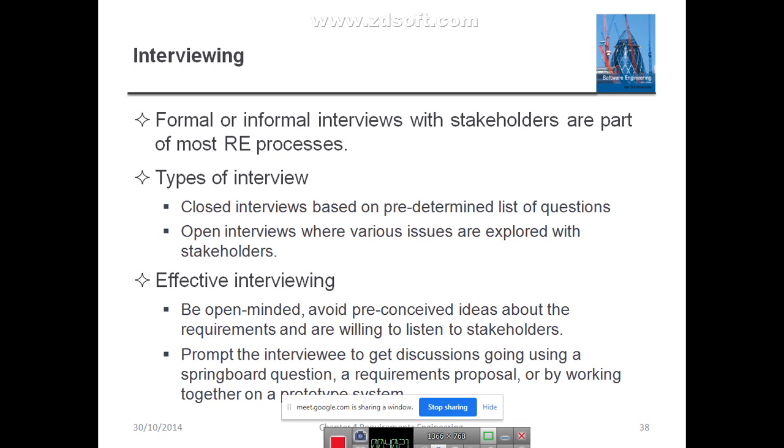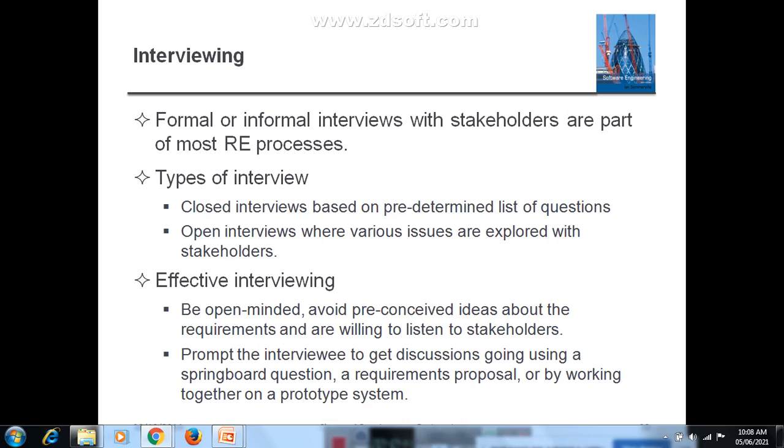Closed means some predetermined list of questions will be there, right? Then open interview means, to resolve some issues, you are going to explore those issues with all the stakeholders who are part of the requirement engineering process. Clear? Now we'll see what we mean by effective interview.